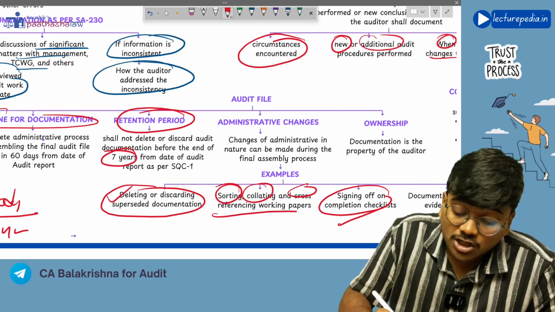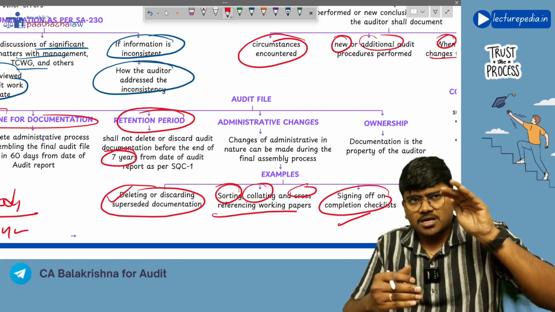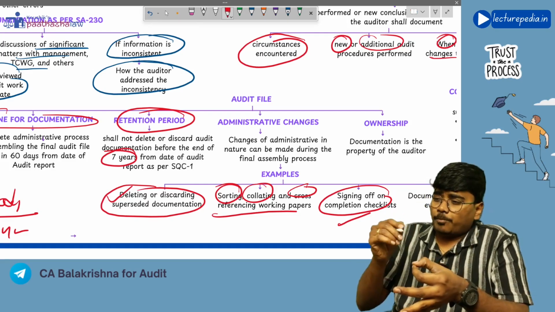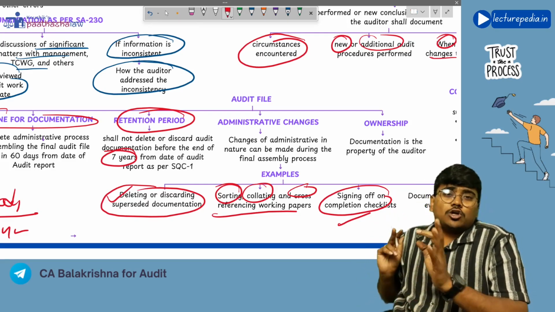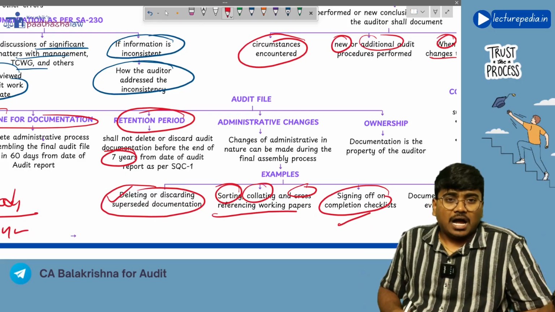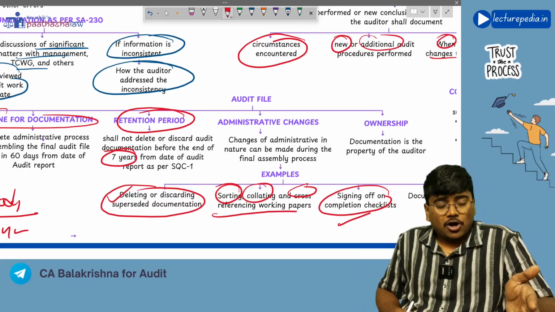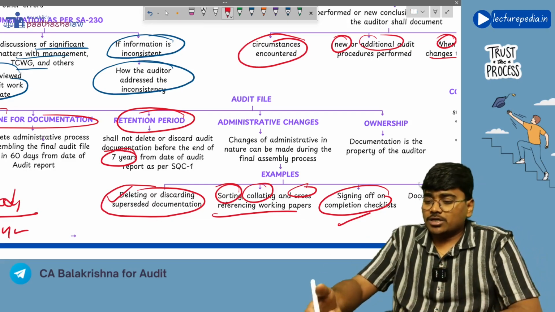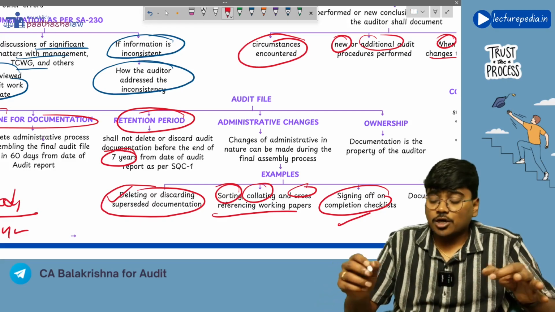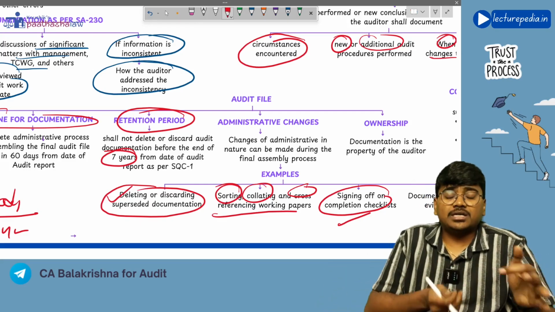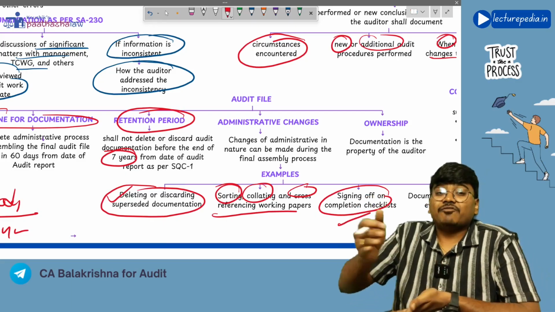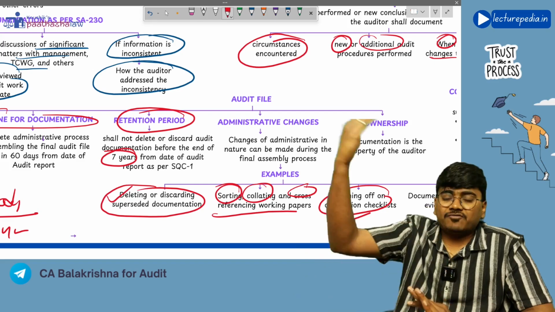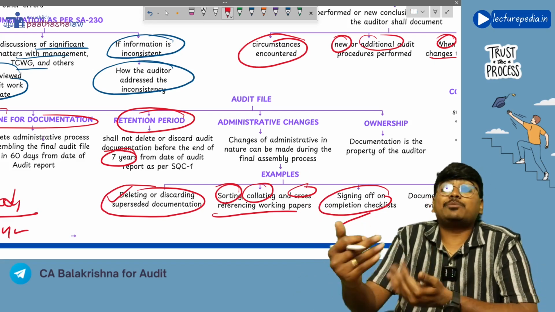Next, signing of completion checklist. Completion checklist means there will be a checklist of whether you have properly documented all the required documents or not. After completing the audit file, after properly documenting the audit file, you need to take this checklist and verify whether, as per this checklist, every document is there in the audit file or not. That is known as the final checklist. So this checklist you will prepare or perform after the audit file is prepared. This is also an administrative process.